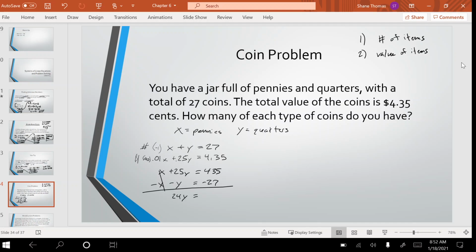And then 435 minus 27 is going to be what? 408? That sound right? Divide both sides by 24. y equals, I believe it would be 9.